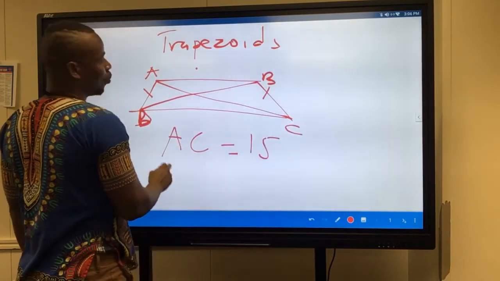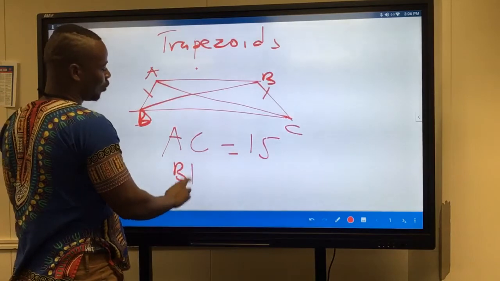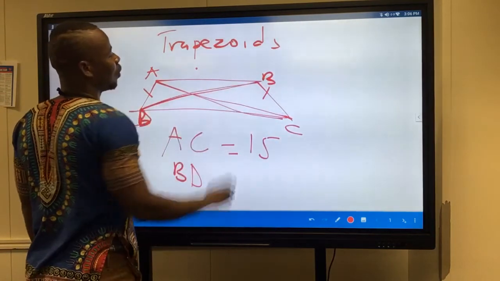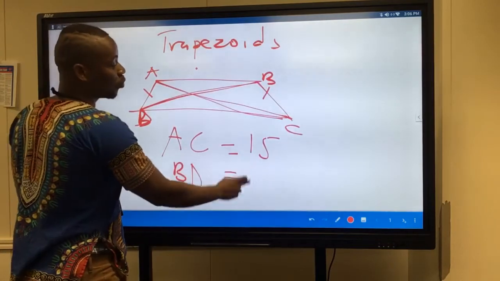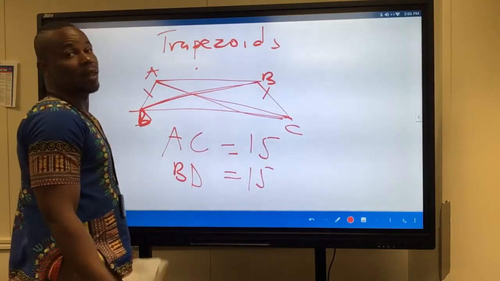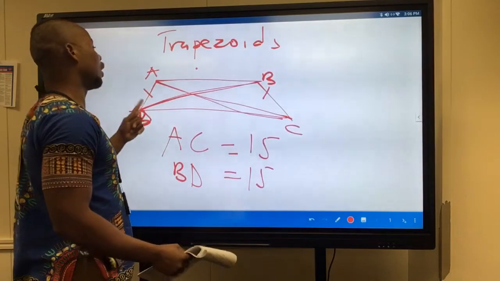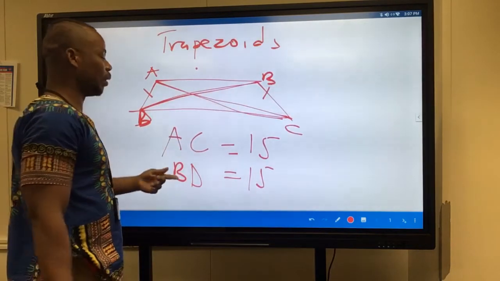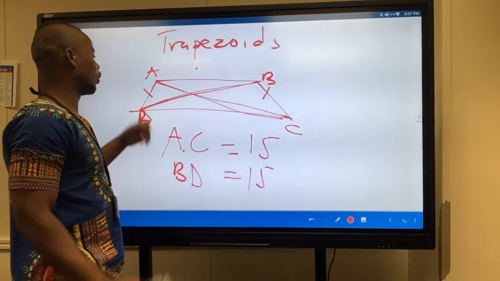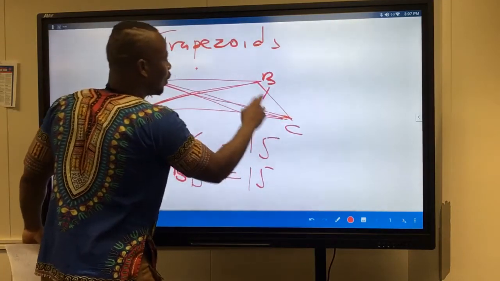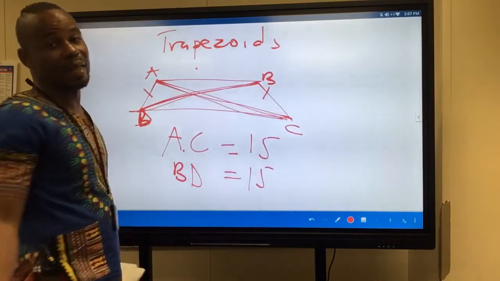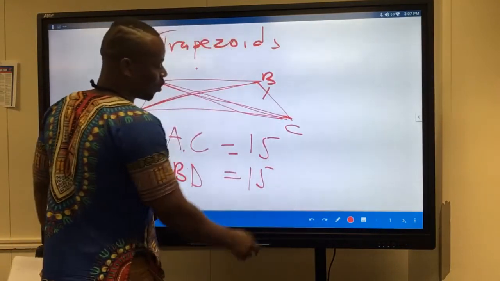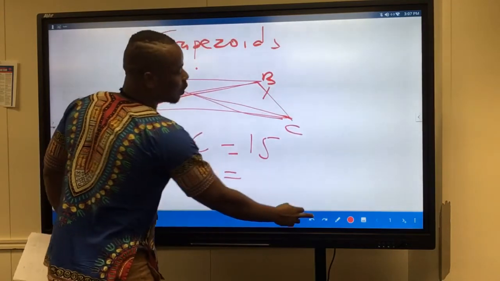Then what will be B to D? So if this from here is this, what will this be? It's also 15. I told you in the first video that if this is an isosceles trapezoid, the legs are equal, then the diagonals have the same length. So AC is equal to BD, the same length. That's pretty okay.